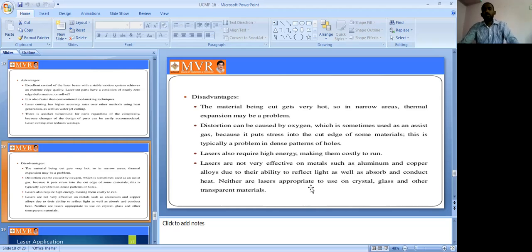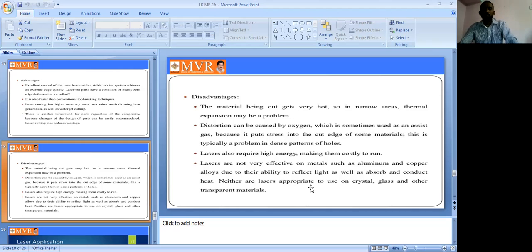So these are some of the disadvantages. The major disadvantages are these. First of all, after cutting, the workpiece is very hot, so we can see a thermal expansion problem. Distortion can be caused by using oxygen, which is one of the major defects. Next, for some materials, this is typically a problem in a dense pattern of holes. In some machining operations, it is one of the major problems.